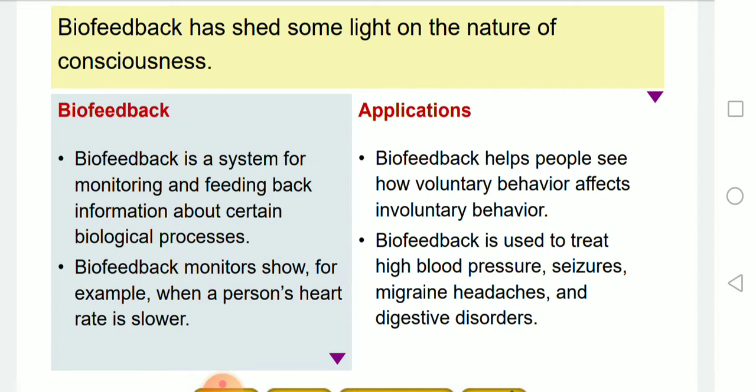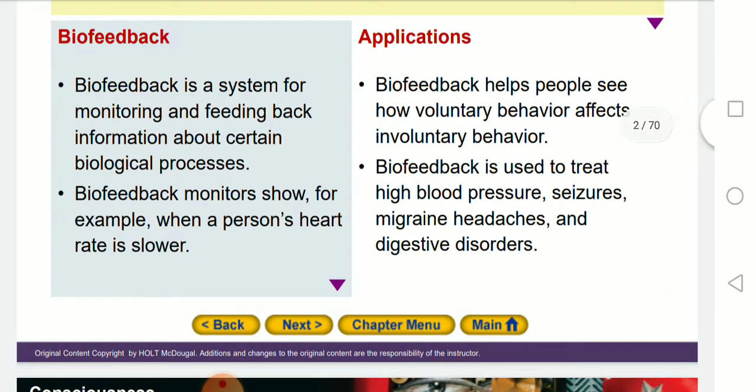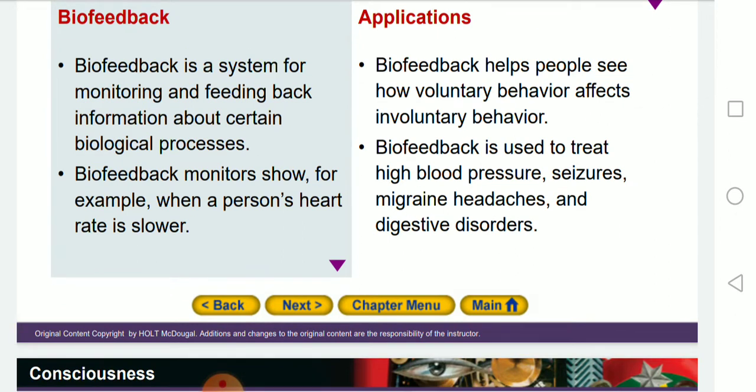Biofeedback monitors show, for example, when a person's heart rate is slower than normal. How can we use biofeedback? It's a process we can use to help people cure some involuntary behaviors. How can we control involuntary behaviors? Biofeedback helps people see how voluntary behavior can control the involuntary behavior that we can't control directly. So I will give you now a short video to see what I'm talking about.